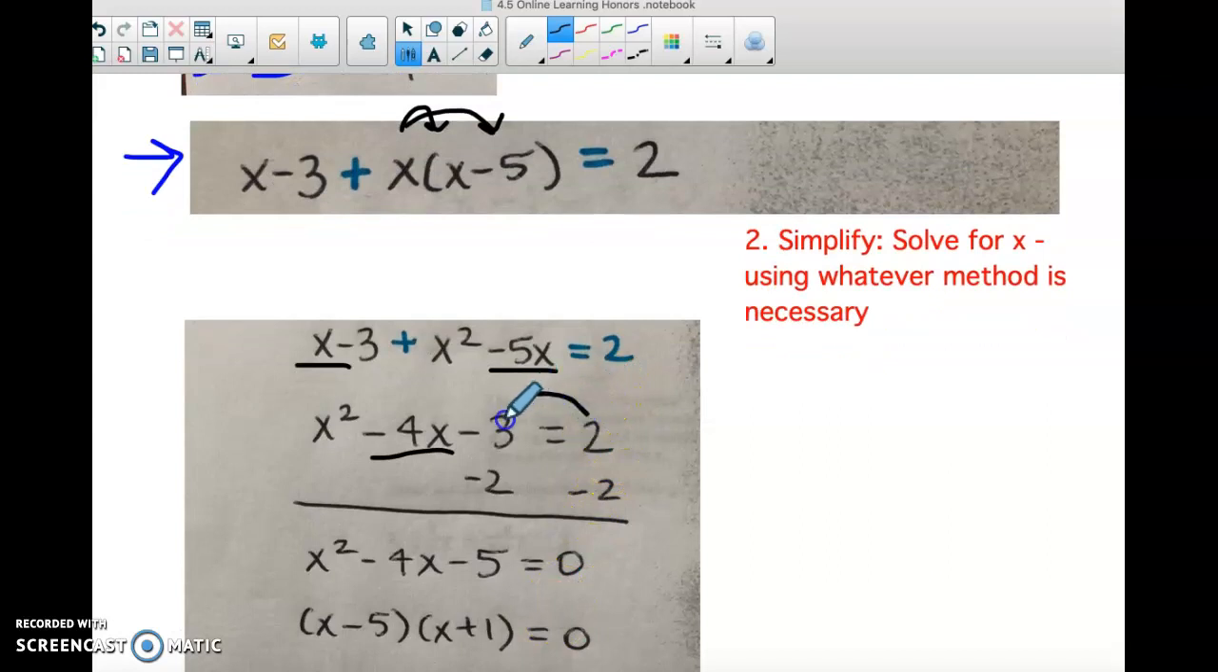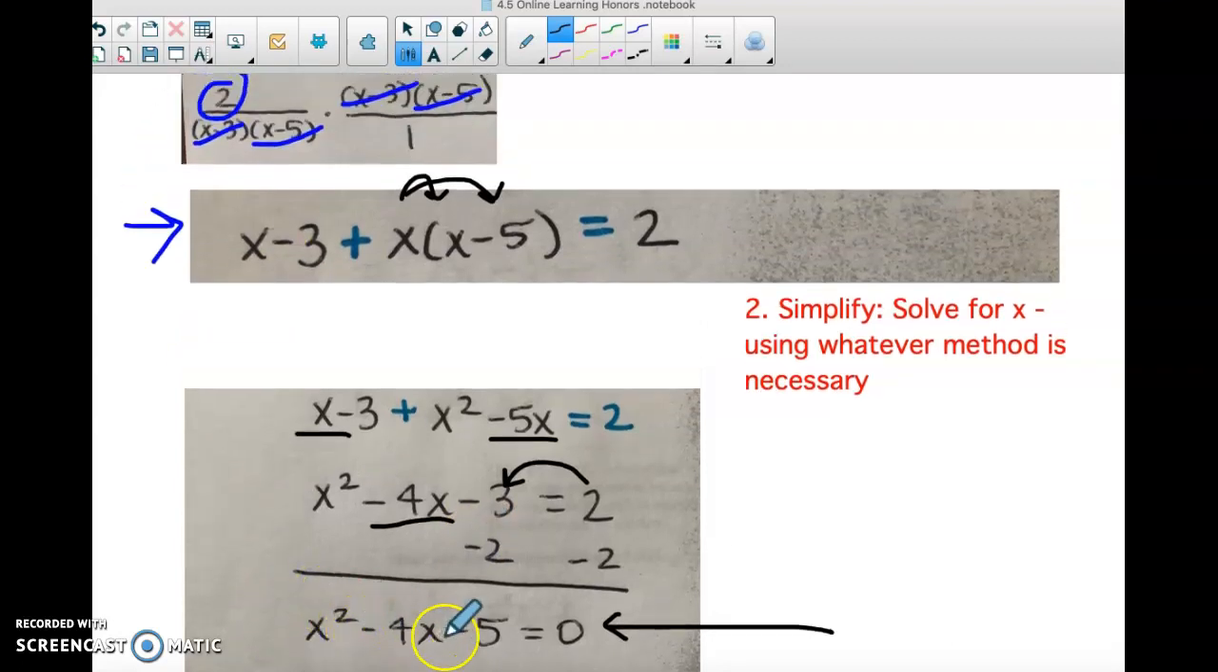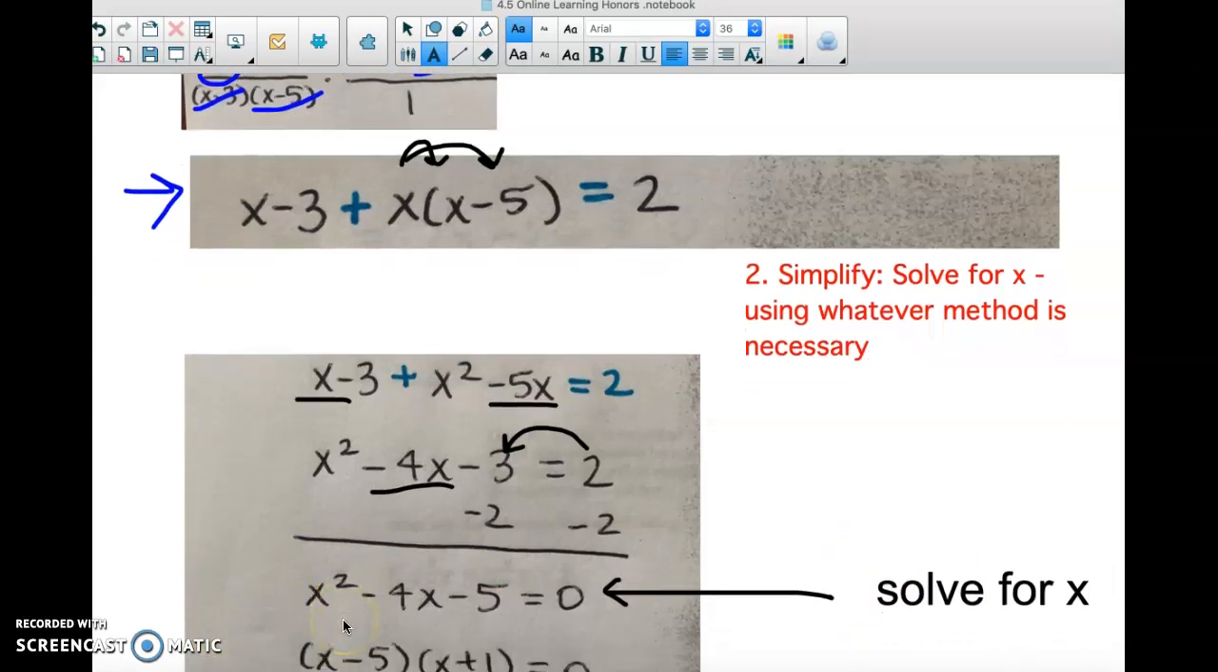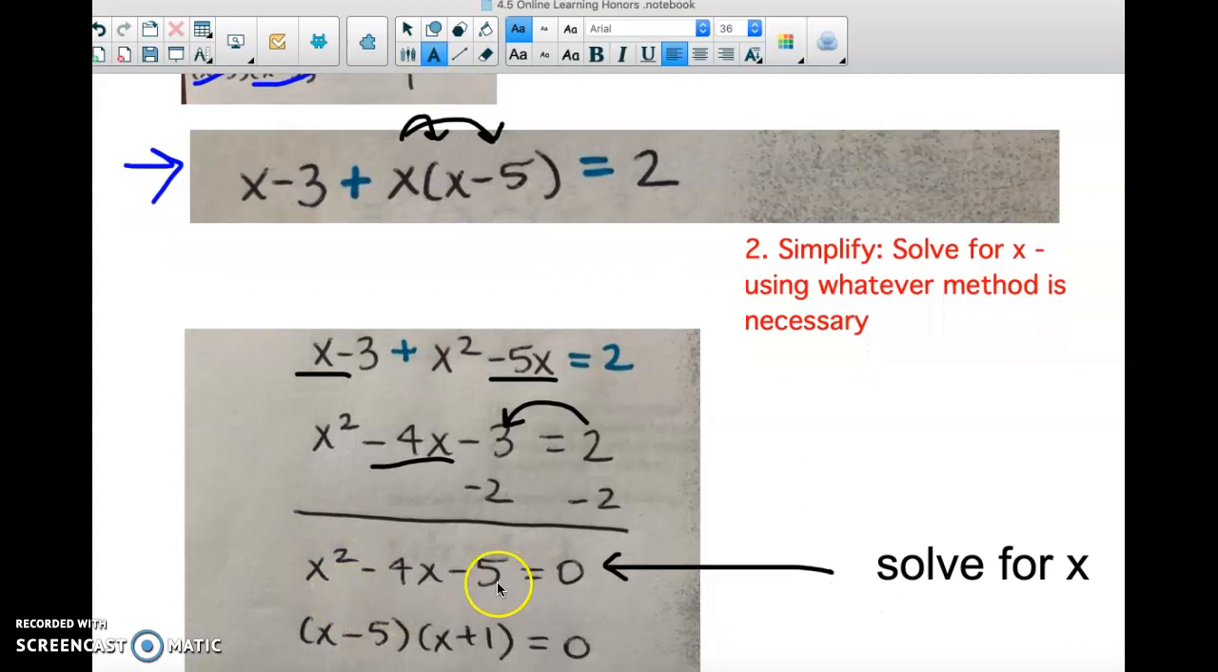I need to combine like terms even more, right? So I want to get that 2 to the other side. I want to get this equal to 0. Notice how now it equals 0, which is great. So I subtract the 2 to the other side. And now what I'm left with is x squared minus 4x minus 5. And I need to look at this and again say, how can I solve for x? It's a quadratic. What should come to mind? Factoring, right? Two numbers that multiply to negative 5, add to negative 4. It's going to be x minus 5 times x plus 1.